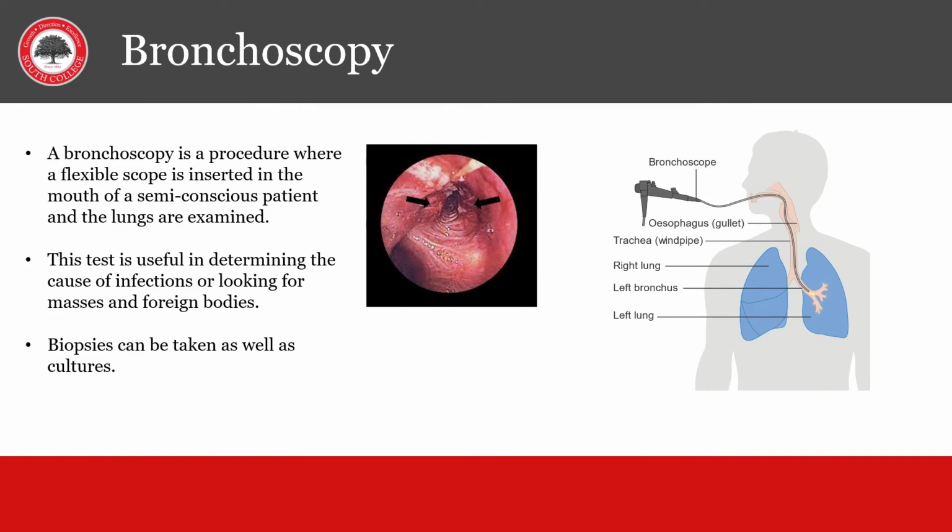A bronchoscopy is used to help diagnose lung diseases. Biopsies and cultures can be taken to determine the cause of certain lung diseases. The flexible scope is inserted in the mouth through a bite guard and enters the larynx and trachea. The patient is sedated but not fully unconscious.